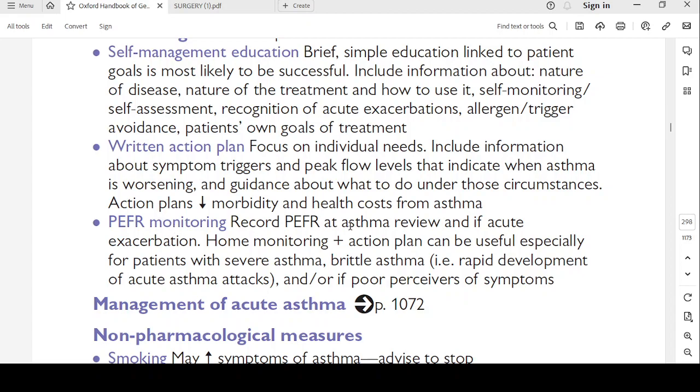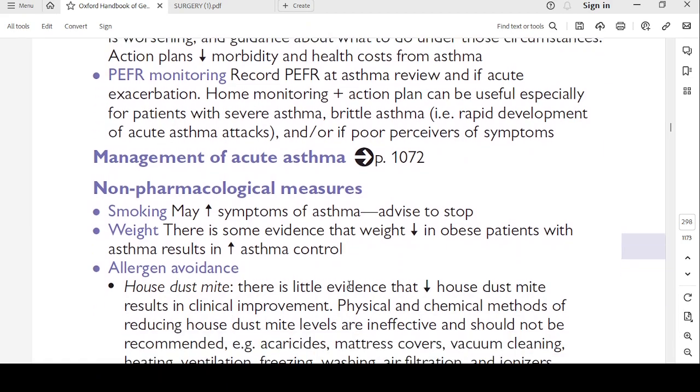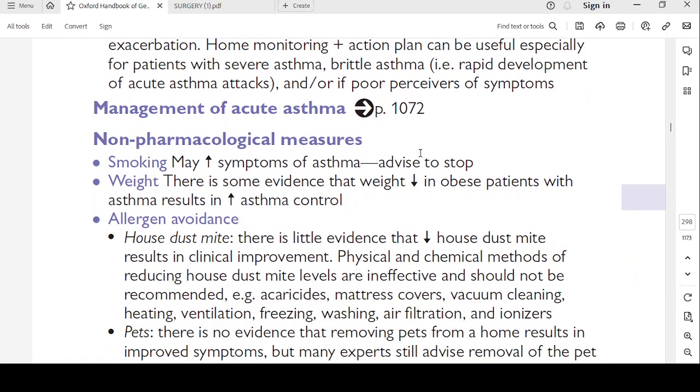PEFR monitoring. Record PEFR at asthma review or if acute exacerbation. Home monitoring plus action plan can be useful, especially in patients with severe asthma or brittle asthma, rapid development of acute attacks, and poor perceivers of symptoms. Management of acute asthma. We'll see it on page 1072.